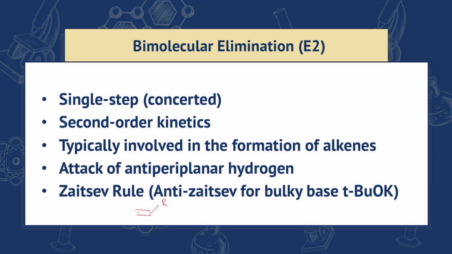So let's say we have this product as one option, and then the other option is something like this. In this case, the Zaitsev rule would state that this product would be preferred because it's more substituted. Anti-Zaitsev for a bulky base, of course, is an exception, because the bulky base would just cause the molecule to become more sterically hindered. So it's more likely to want to attack the part of the molecule that's less sterically hindered.